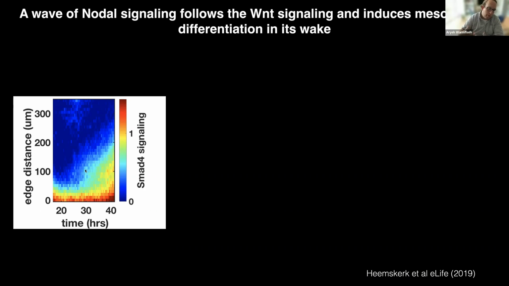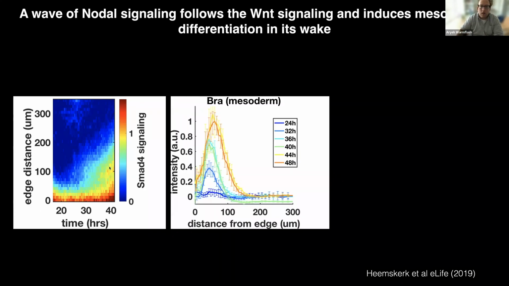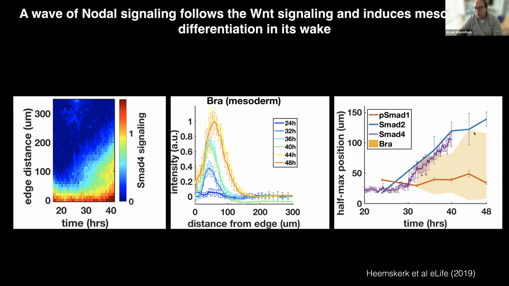So the wave of Wnt triggers this wave of nodal, but then the wave of nodal moves on its own. And if you measure where you're getting differentiation to one of these inner layers, you can measure that in time, and then you can compare that with this signal, and that's summarized in this plot here.